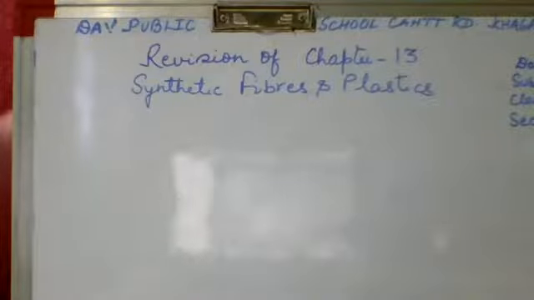Ma'am, who invented the first man-made plastic? Alexander Parkes, in 1862. He called the plastic Parkesine.